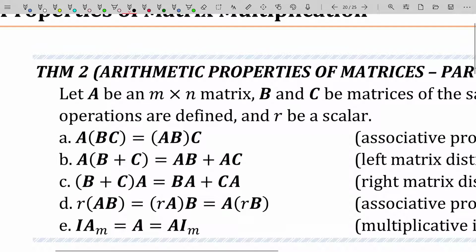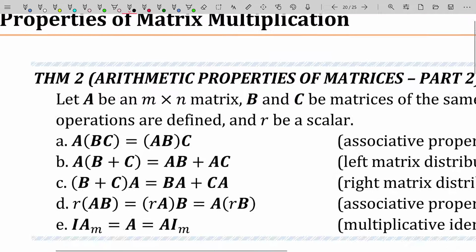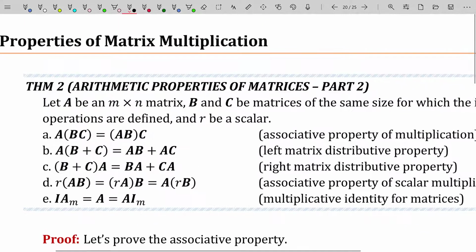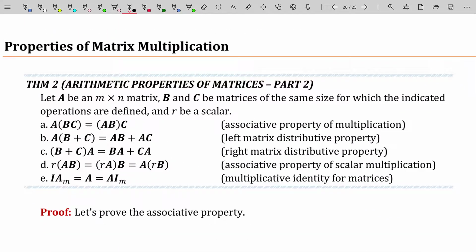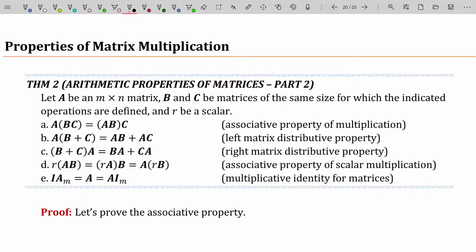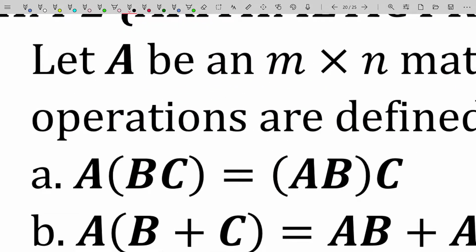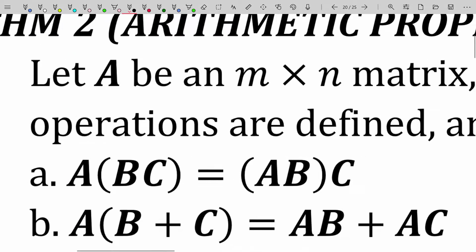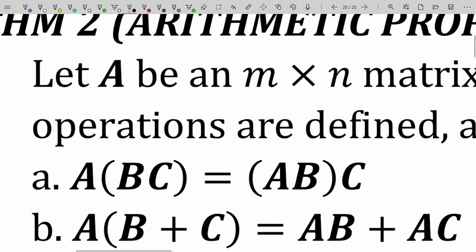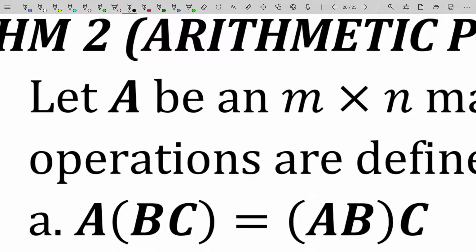Let A be an m by n matrix, and B and C be matrices of the same size for which the indicated operations are defined. If you don't know what that means, you should watch the previous video in this series where I talk about when matrix products are well defined. It's something to do with the size of the matrices being multiplied. Anyhow, we have an associative property of matrix multiplication: A times the quantity B times C is the same thing as the quantity A times B, times C. Again, as long as all of these products are well defined.